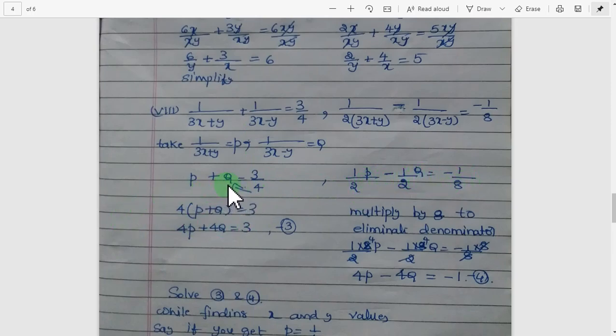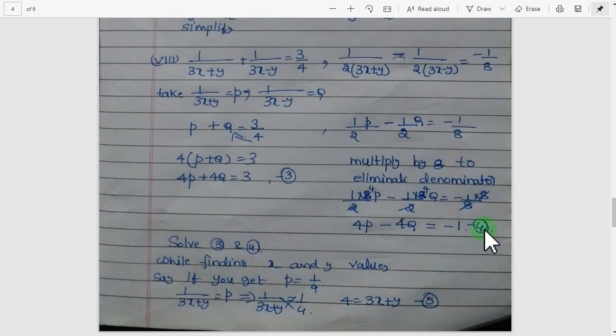Take 4 to the other side. When you take 4 to the other side, 4 should be multiplied for both p and q. So 4 into p plus q is equal to 3, that is 4p plus 4q is equal to 3. This is your first equation. Here there are fractions, so you have to multiply by the LCM of all of them. LCM of 2 and 8 is 8. So multiply by 8. When you multiply by 8, 2 4s are 8 and the 8 gets cancelled. So 4p minus 4q is equal to minus 1. These two equations you have to solve.